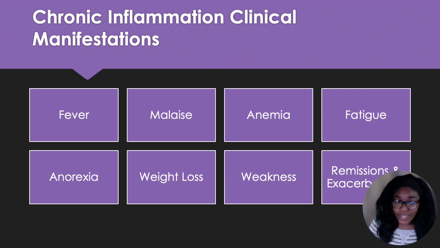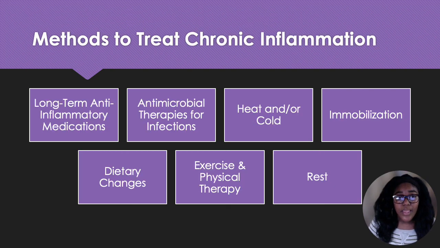You will see fever, you will see malaise, which is weakness, you have anemia, you have fatigue, anorexia, weight loss, weakness. And again, malaise and weakness, you can use those interchangeably, but malaise is more generalized weakness. But again, all of these would be manifestations of your chronic inflammation response. So again, with the chronic inflammation response, we have those remissions and exacerbations.